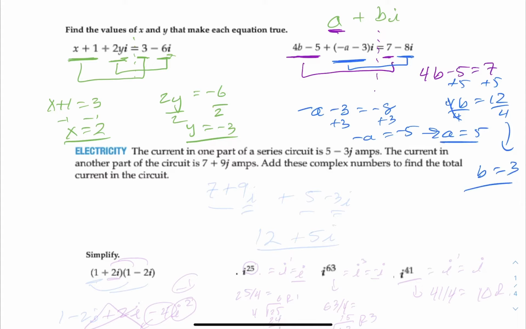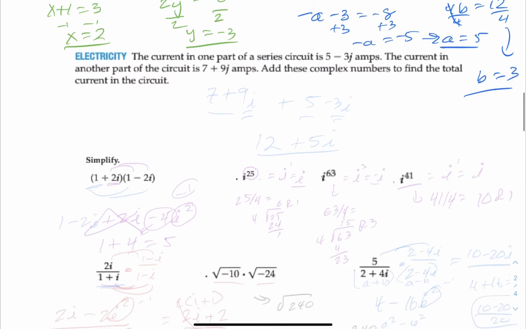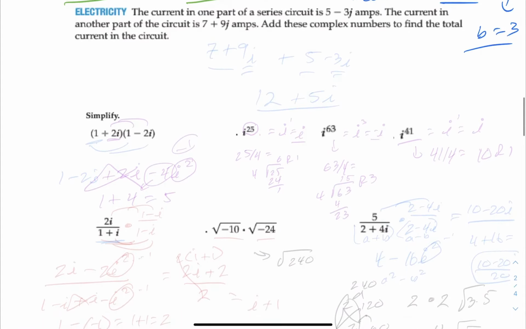The current in one part of a series circuit is 5 minus 3j amps. The current in another part of the series circuit is 7 plus 9j amps. Add these complex numbers to find the total current in the circuit. So 7 plus 9i, I guess i, plus 5 minus 3i. We just combine like terms. 12 plus 5i. Done.